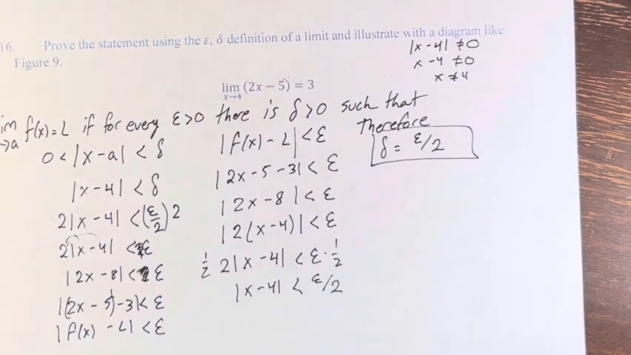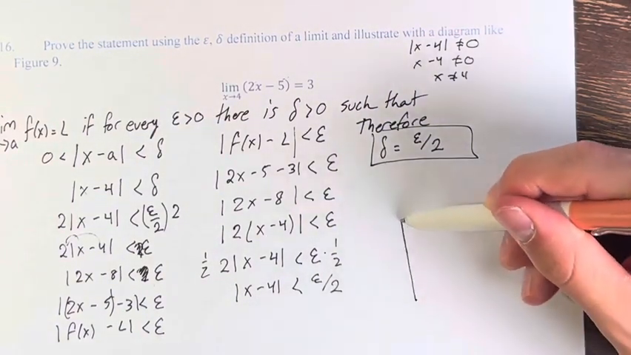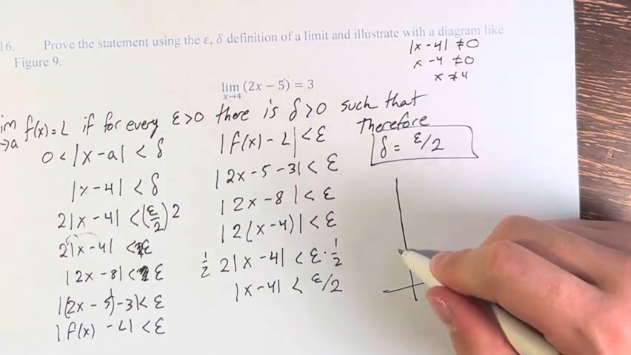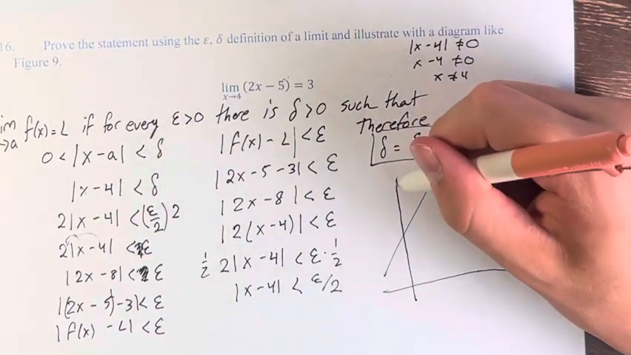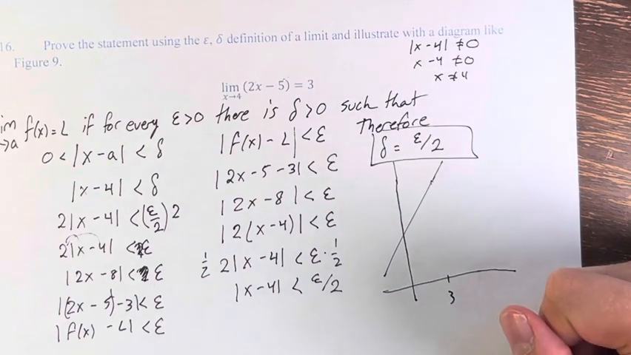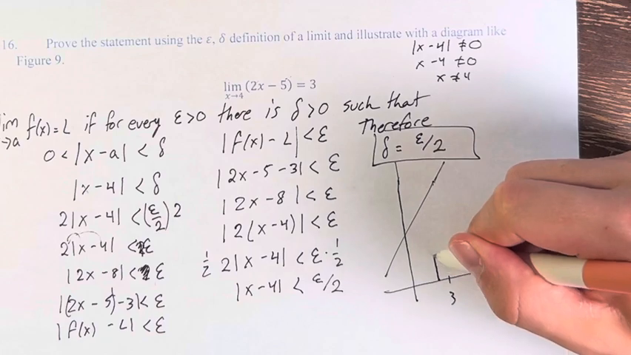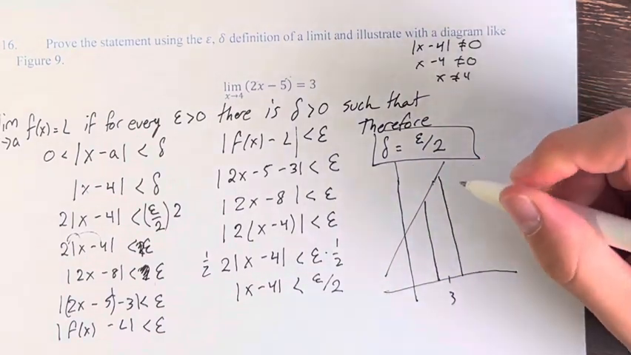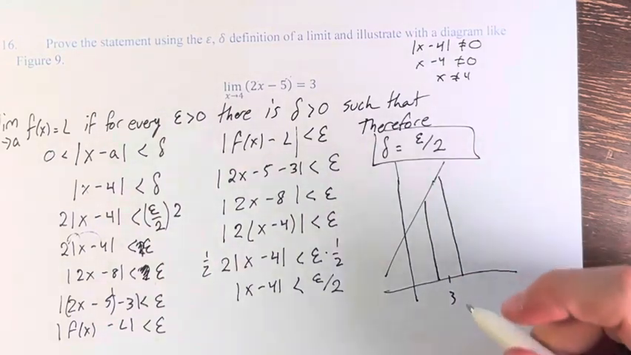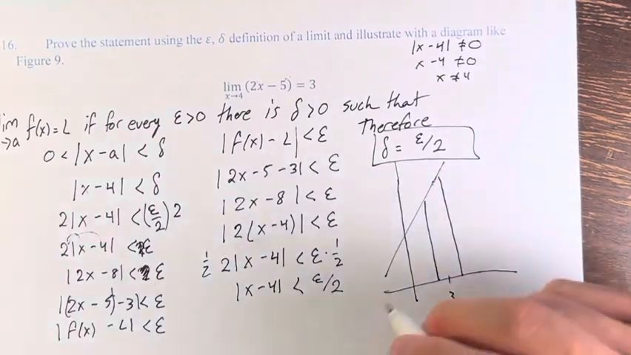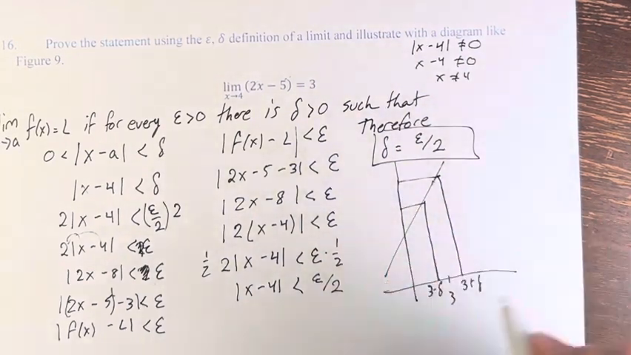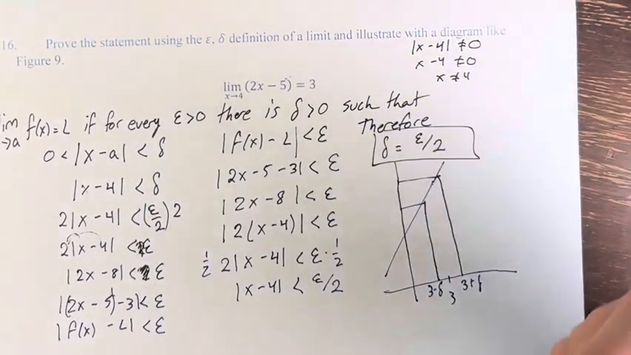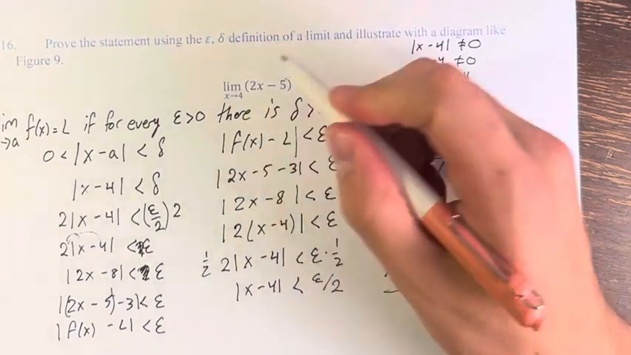So what does this actually look like? Well, we have our function, 2x minus 5, and we are saying that there is a range of values that are centered around x is equal to 4, where if we take the distance away from x of delta, so 4 minus delta, 4 plus delta, the corresponding y values are approaching 3, because x is approaching 4.